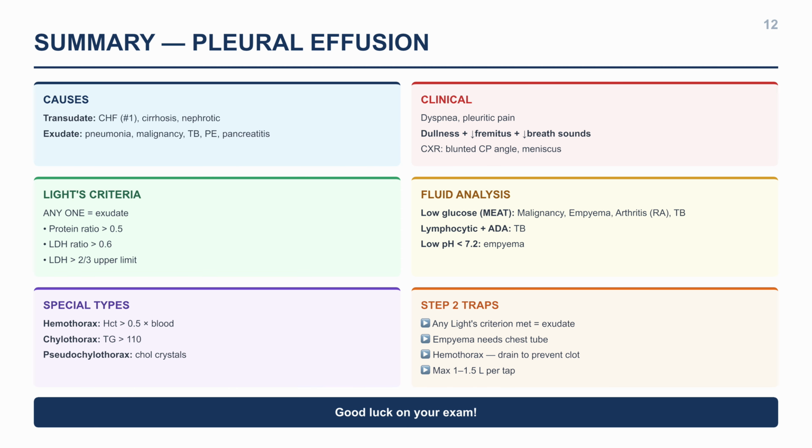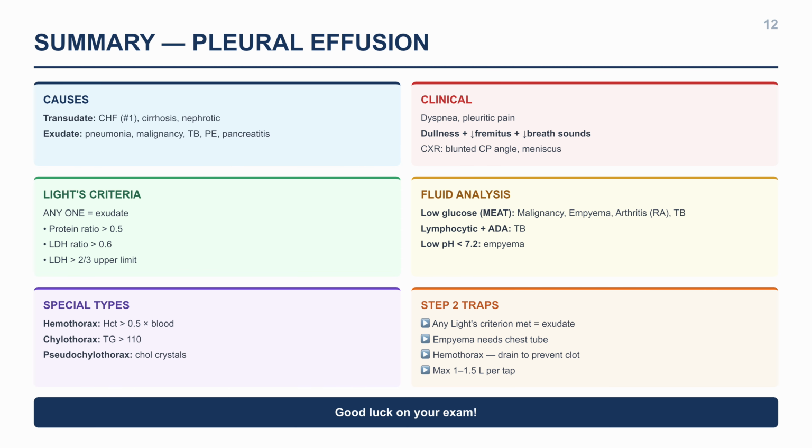Light's criteria. Any one of the 3 makes it an exudate. Protein ratio greater than 0.5. LDH ratio greater than 0.6, or LDH greater than 2/3 of the upper limit of normal. Fluid analysis. Use the MEAT mnemonic for low glucose. Malignancy. Empyema. Arthritis. Tuberculosis. Lymphocytic effusion with elevated ADA suggests tuberculosis. pH below 7.2 means empyema.